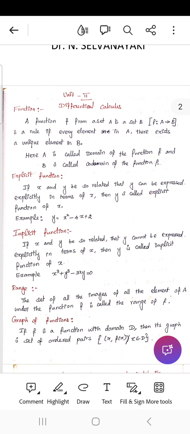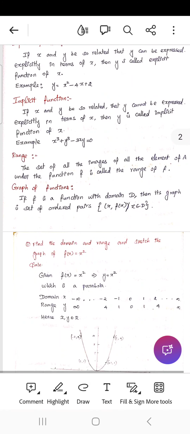Explicit function. If x and y are so related that y can be expressed explicitly in terms of x, then y is called an explicit function of x. For example, y equal to x square minus 4x plus 2. Implicit function. If x and y are so related that y cannot be expressed explicitly in terms of x, then y is called an implicit function of x. For example, x cube plus y cube minus 3xy equal to 0.